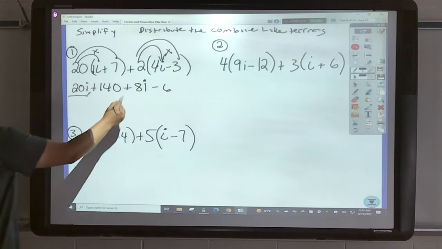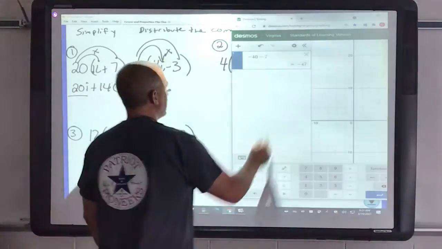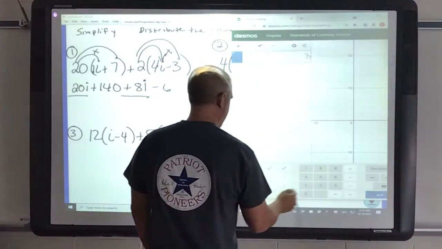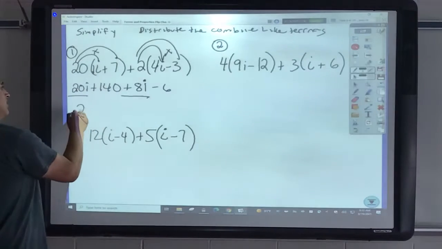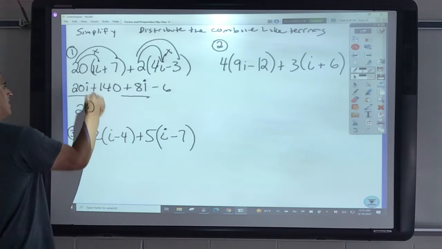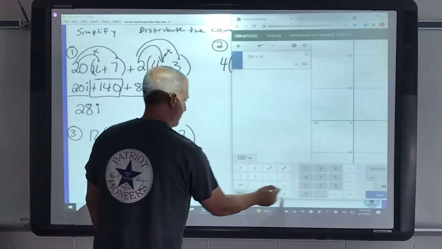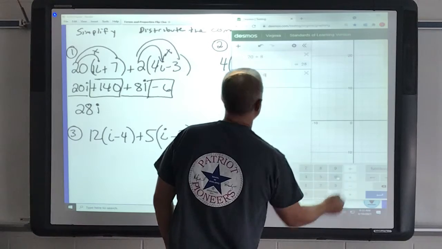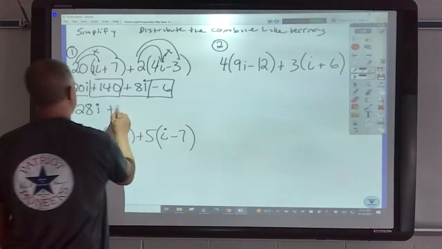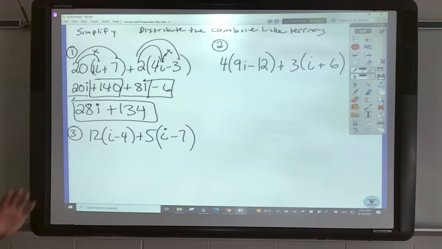I got 20i and 8i, so 20 plus 8. Remember, I did not change the exponent. So there's 28i. Then I do 140 minus 6. 140 minus 6 is 134. Boom, that ends up being my final answer.